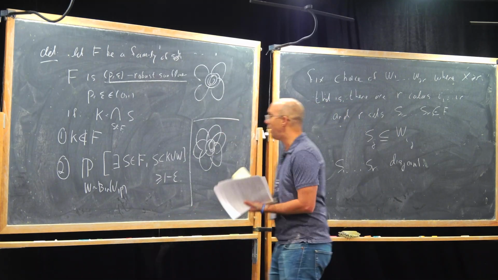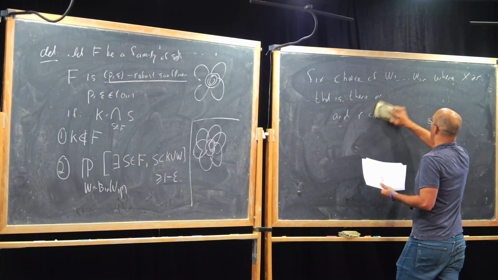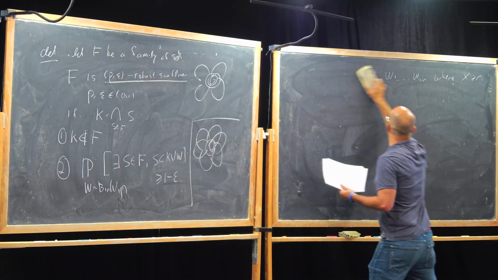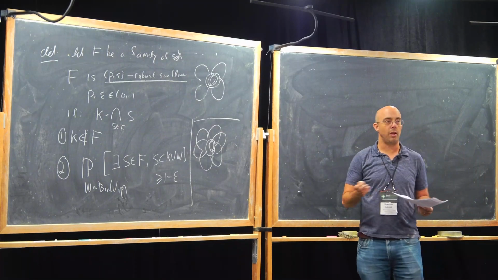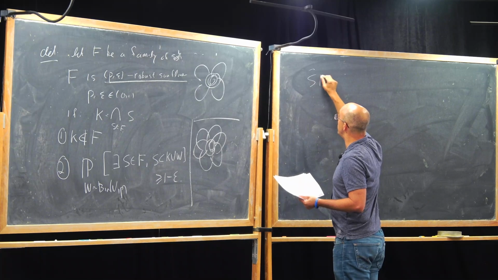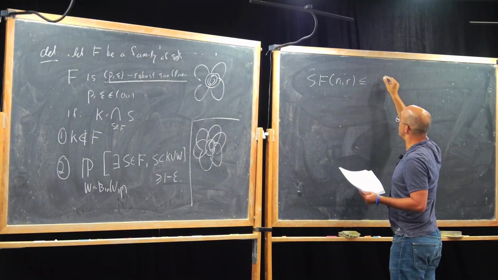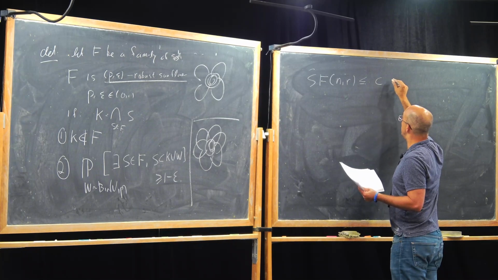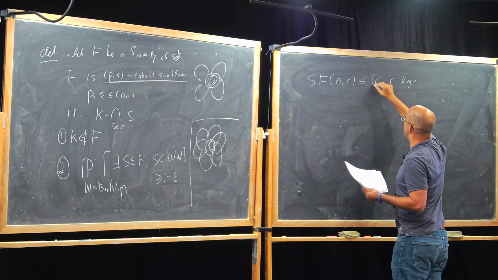For now, let me tell you that we can basically use the spread lemma. So we know that for sunflowers, we had this bound, right? Remember that for sunflowers, what we can prove now is that sunflower(n, r) is at most some constant r log n to the n. That's the best one we know how to prove today.